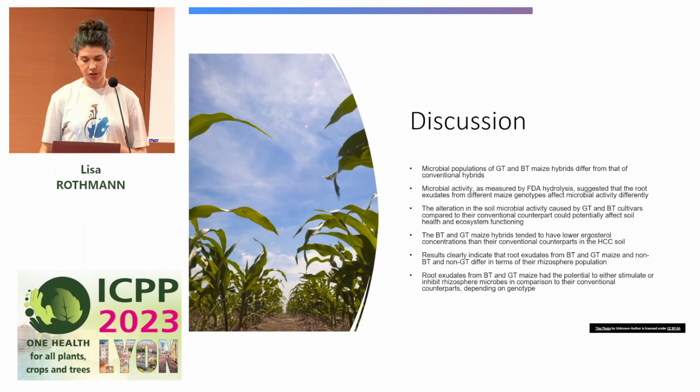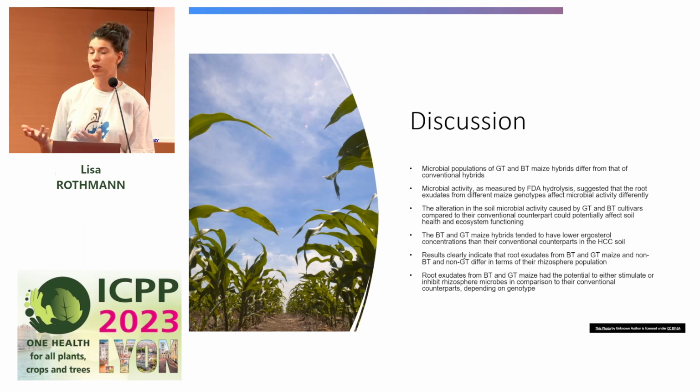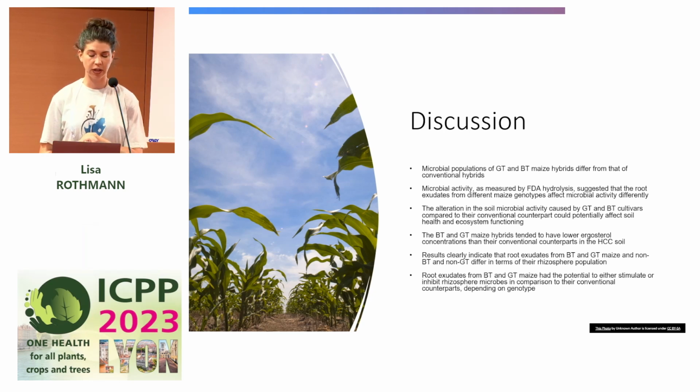So in conclusion, or in a discussion for this, it seems that the microbial populations of the maize hybrids do differ from the conventional hybrids, and this may have to do with the interaction occurring in the rhizosphere layer between these different cultivars, and we know that this is most likely to occur. Then the alteration in soil microbial activity caused by these cultivars compared to their conventional partners could potentially change how the ecosystem functions within the farming system.